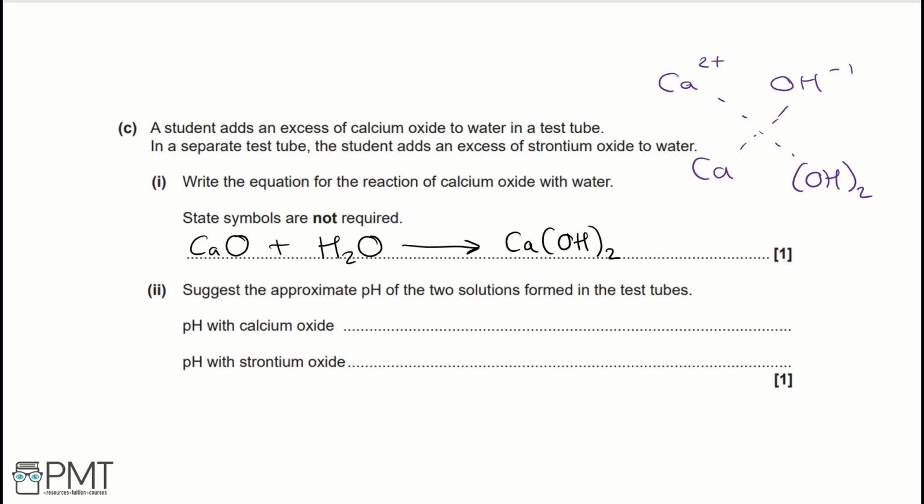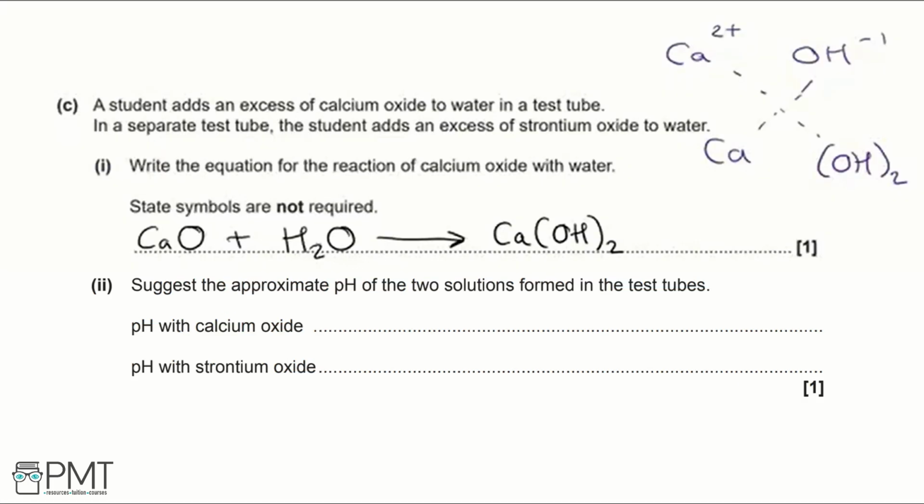Part 2. Suggest the appropriate pH of the 2 solutions formed in the test tubes. With group 2 oxides, such as calcium oxide and strontium oxide, we associate their pH with being basic, and also the reactivity of group 2. So the reactivity of group 2 elements with water, or group 2 oxides with water, becomes more reactive as you go down the group. So as they become more reactive, they're going to become more basic or have a higher pH.